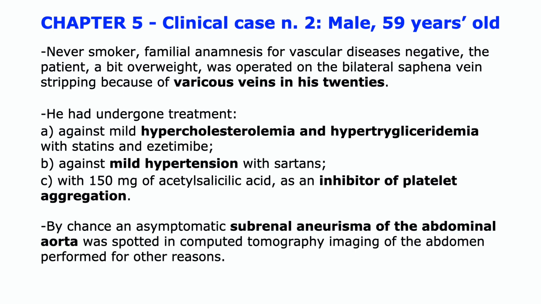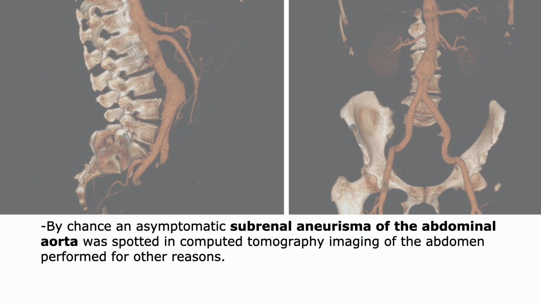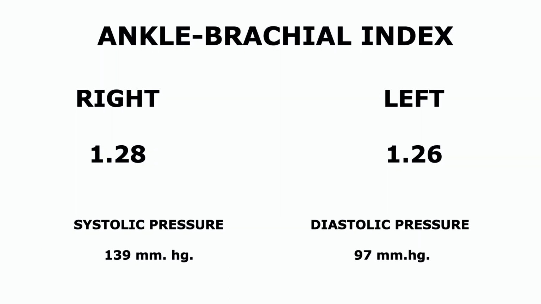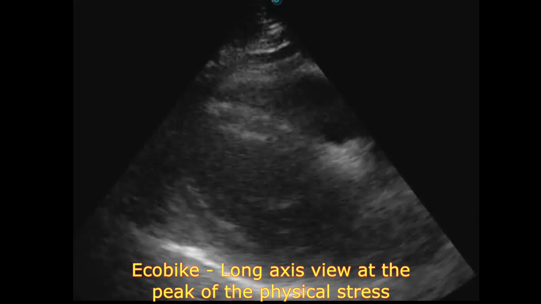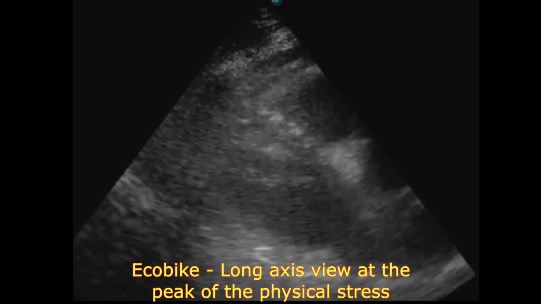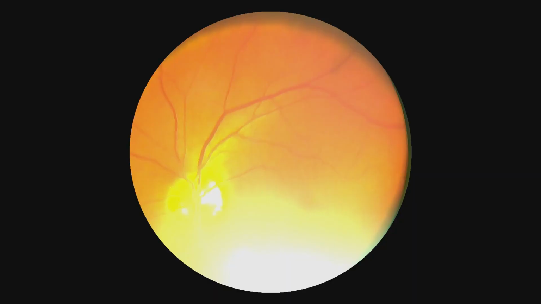By chance, an asymptomatic subrenal aneurysm of the abdominal aorta was spotted in computed tomography imaging of the abdomen performed for other reasons. The following tests were all normal: ankle-brachial index, electrocardiogram, and heart ultrasound scan, even under physical stress, and morphology of arterials at the retinoscopy, ascending aorta, aortic arch, and the supradiaphragmatic descending aorta.